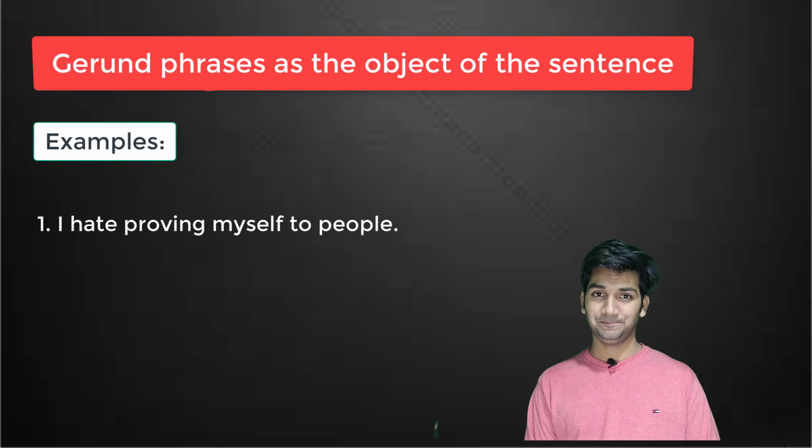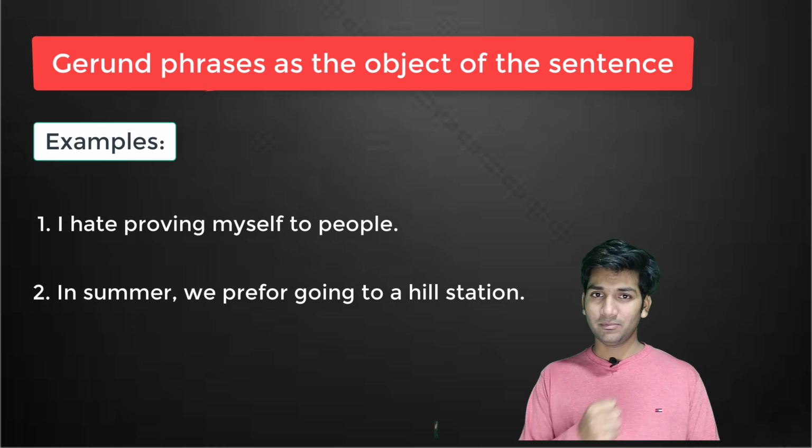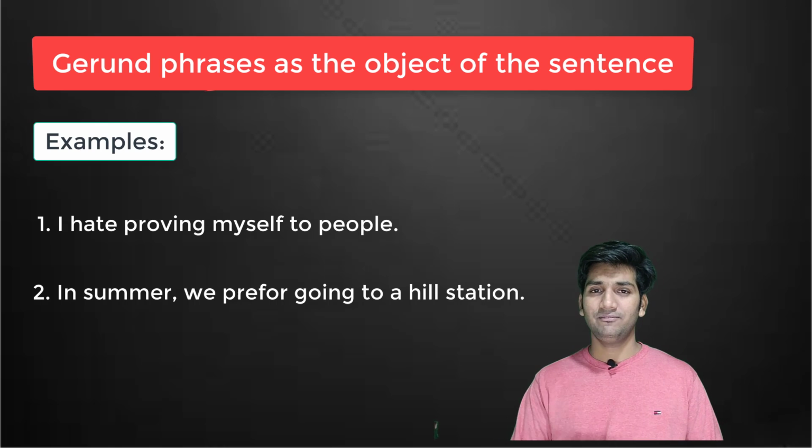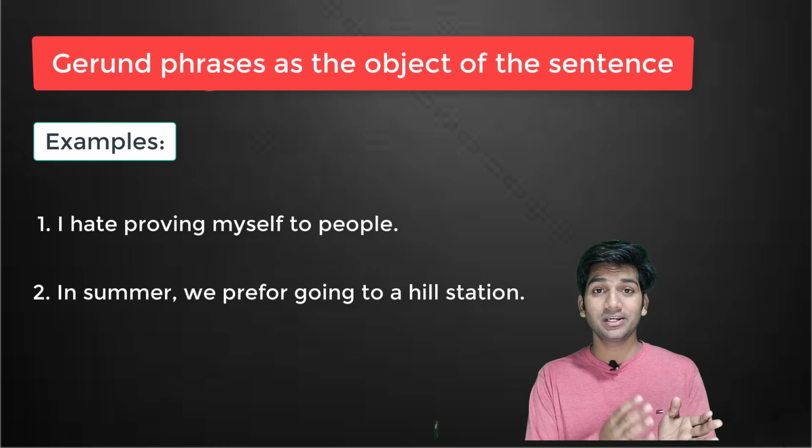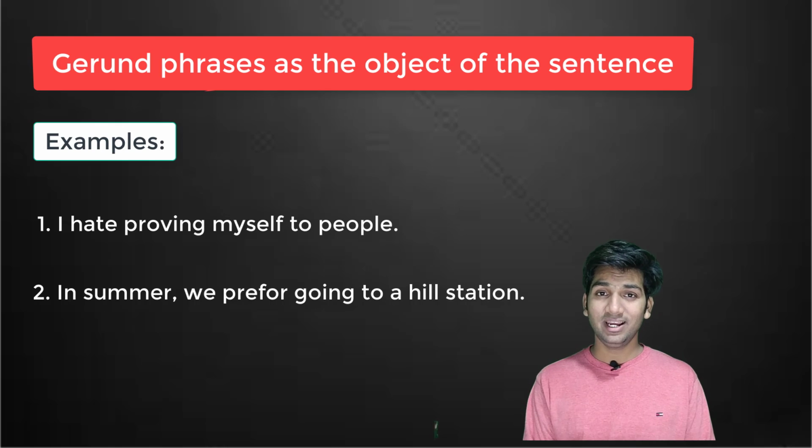Let's take one more example. In summer, we prefer going to a hill station. We prefer what? Going to a hill station. Going to a hill station is my gerund phrase that is acting as an object in the sentence. Yes, that's how easy it is.